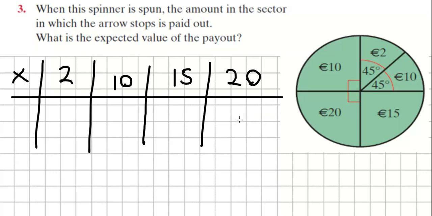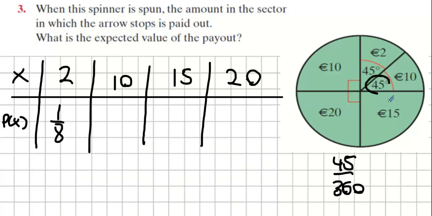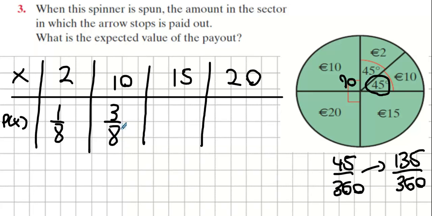Okay, you got that? So, when it comes to 2, it's 45 out of 360, which is a probability of what? 1 in 8 for getting a 2. Now, if you see your 10, you have 45 and 90. And what's 45 and 90 combined? 135 out of 360. It's 3 times bigger than the other one. So, 3/8. 15 is 90 degrees, isn't it? Which is 90 out of 360. Quarter. And then 20 is also a quarter.